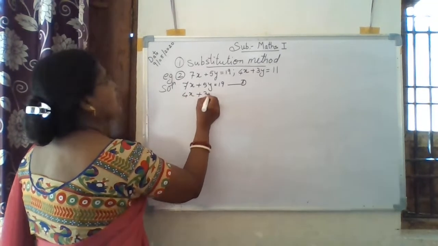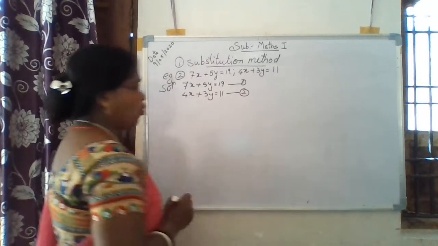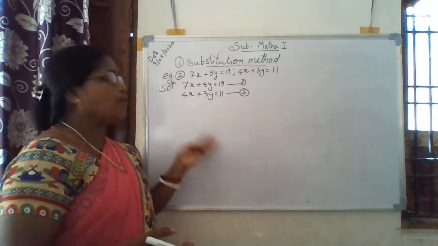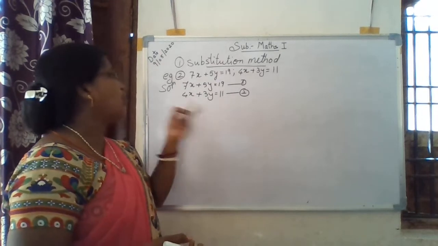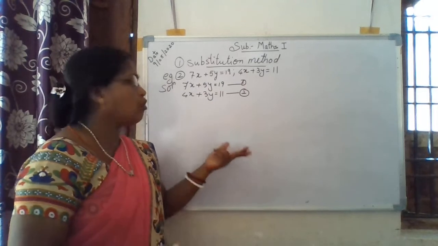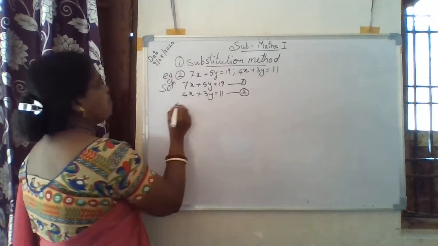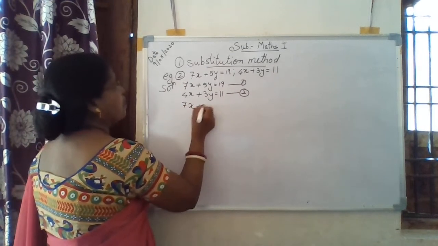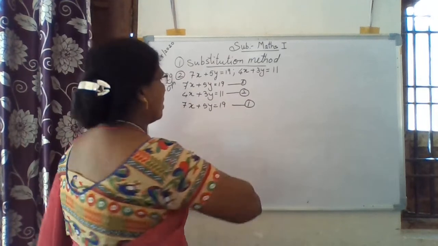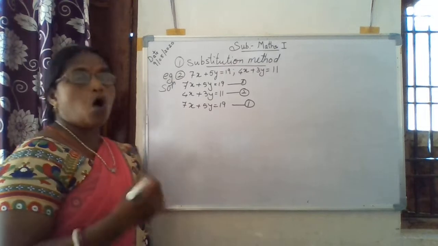4x plus 3y equal to 11. This is equation 2. So, here neither the coefficient of x nor y in equation 1 or 2 is having coefficient as 1. Therefore, let us take equation 1, 7x plus 5y equal to 90. Take equation 1. Here we can either find out x value or y value.